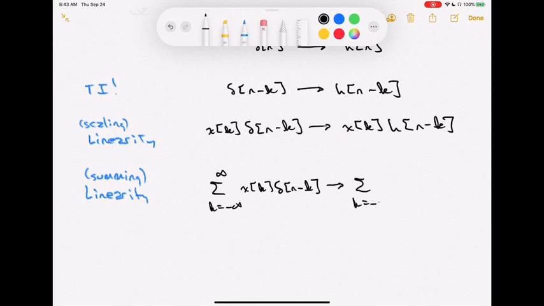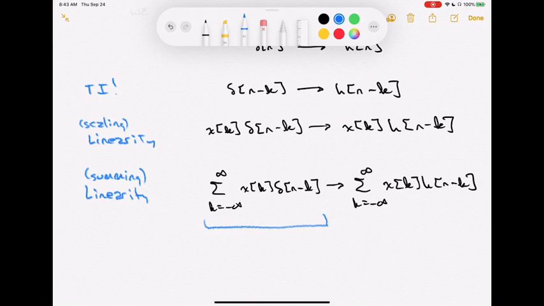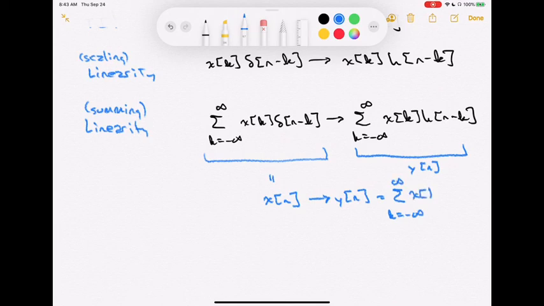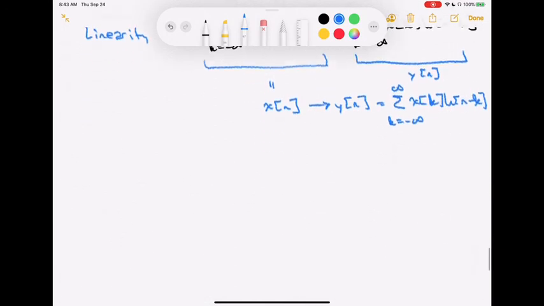So a sum from k going from minus infinity to infinity of now the responses, x of k h of n minus k, right? But what do I see here on the left? This guy looks familiar. That, from the discrete time sifting property, is just x of n. So x of n is a general input going into my system. I know the output is y of n, so this piece must be y of n, right? And we can see that that equals a sum on k from minus infinity to infinity, x of k h of n minus k.